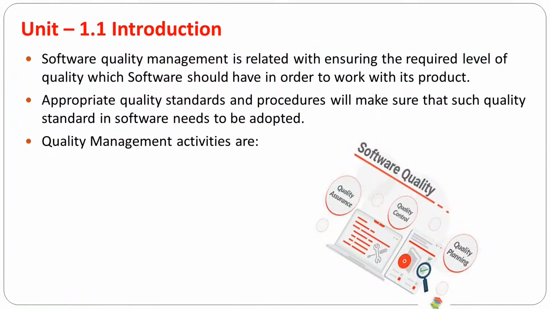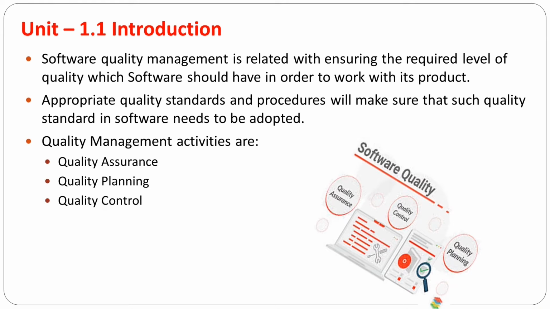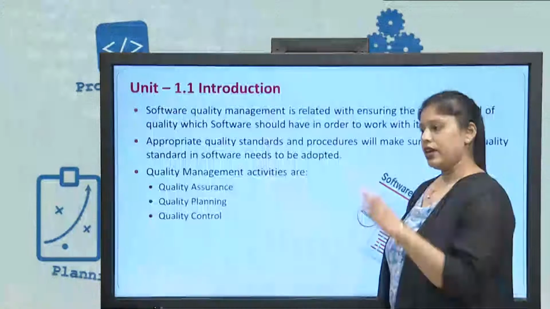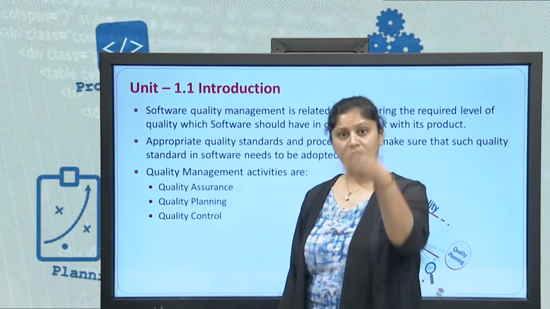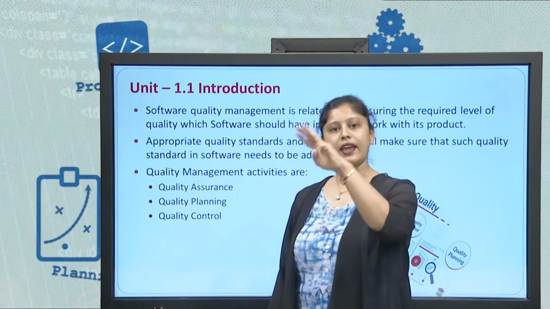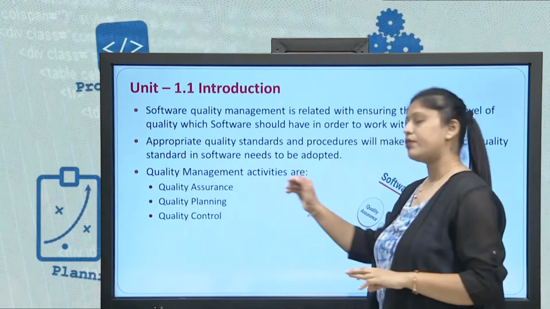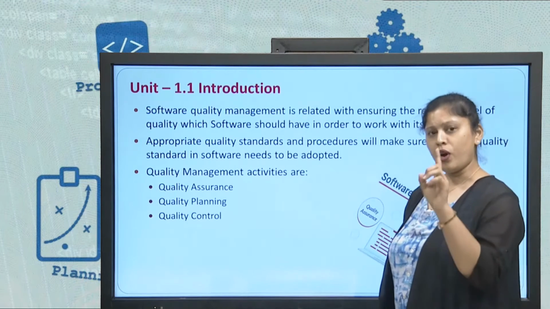And quality management activities as said are three, first being quality assurance, second being my quality planning and third being quality control. So, all these three different activities are main pillars for my quality management. I assure for my quality, I plan out for my quality and then I control my quality are three different steps of quality. Now, what is assurance?